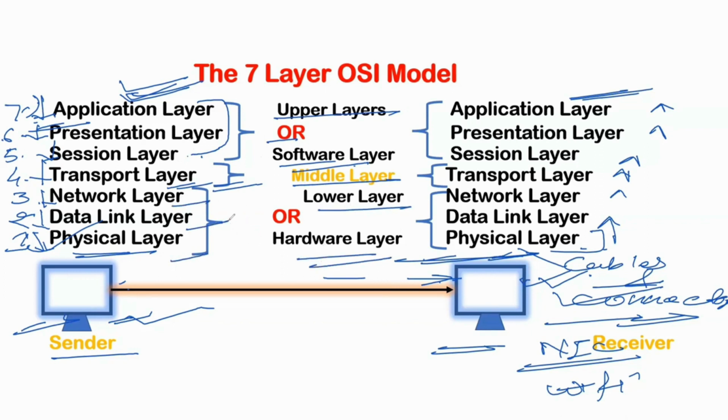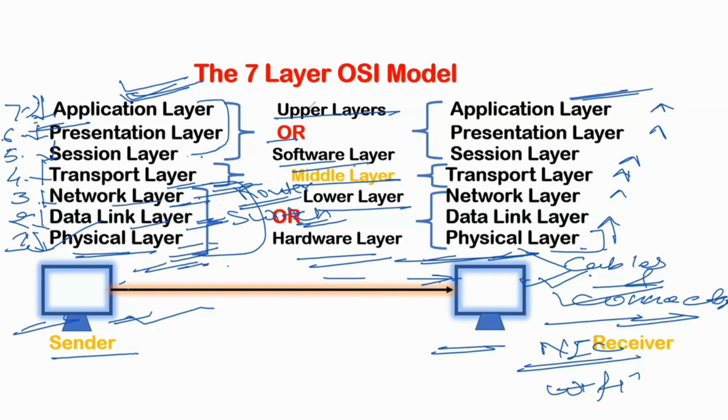All the hardware is connected on these layers. On the network layer, a router device works. On the data link layer, a switch works. On the physical layer, all the cables and connectors work. So all the hardware parts work on the network layer, data link layer, and physical layer.